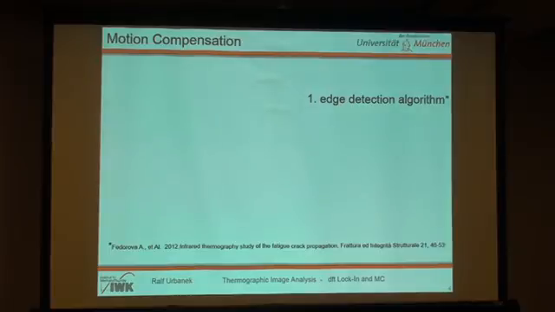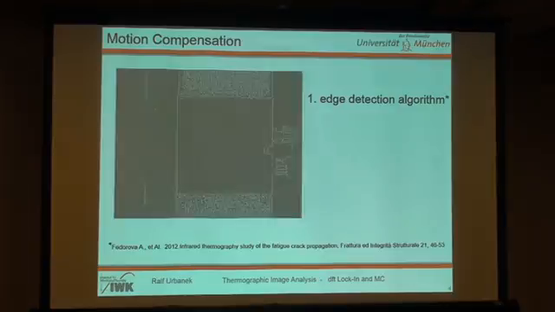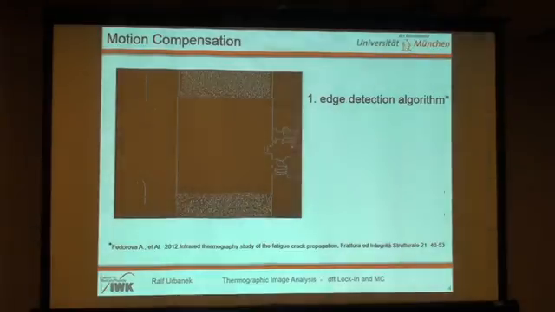The first part of the motion compensation is an edge detection algorithm already used by Fedorova et al. in 2012. And based on this algorithm, I developed my motion compensation technique. The result of this edge detection algorithm is an edge picture. We define a threshold of gradient, and if the gradient on the picture is above, you get 1, and if the gradient is below you get 0, and so we get a Boolean picture of your specimen.